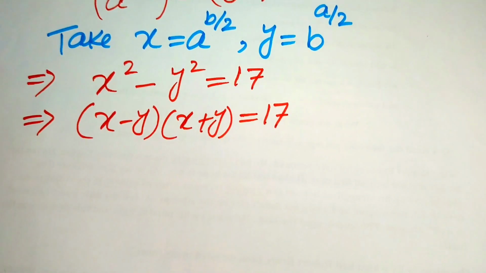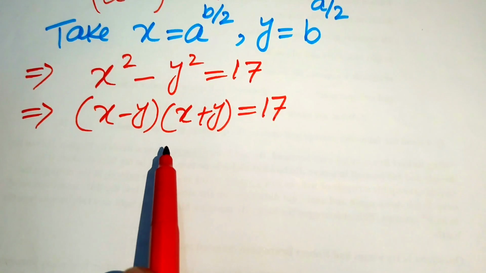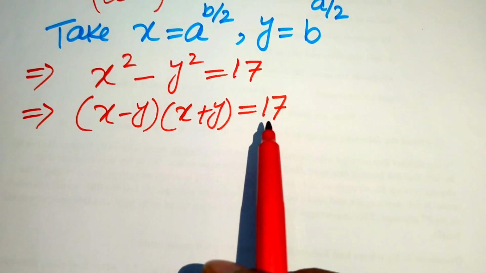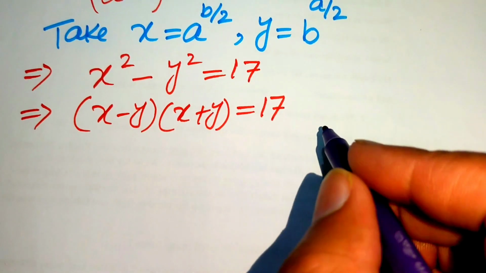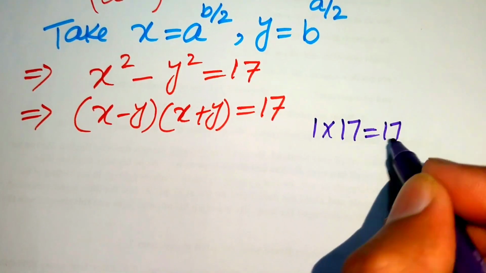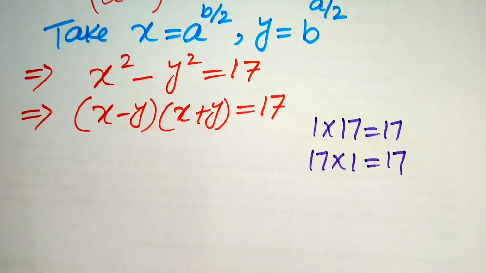So here you focus on the left hand side, and you see that we have two factors multiplied by each other, so we convert our right hand side to the product of two factors. So we make the factors of 17, and here we have two possibilities in which we get 17. The first possibility is 1 times 17 equals 17, and 17 times 1 is also 17.